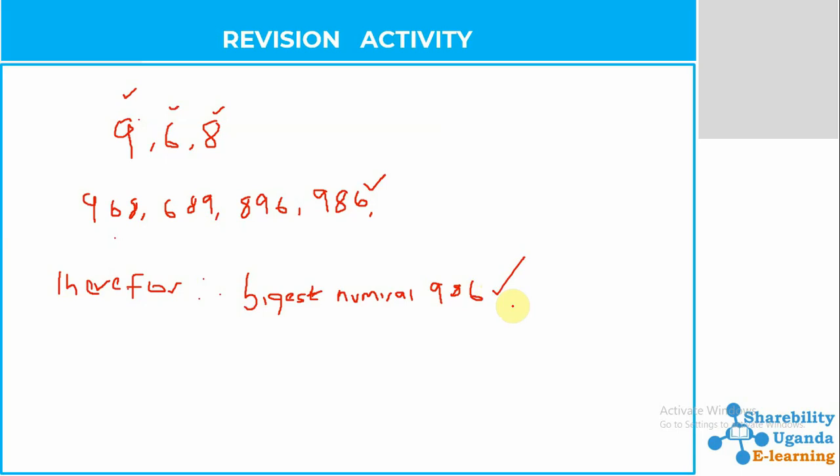So we have been able to learn how we can form numerals from given digits. We said for us to form numerals from given digits, what we do is to ensure that we take our first digit, our second digit, and our third digit, then we just make it a number. So combining all these digits together, we have been able to form 9, 6, 8.